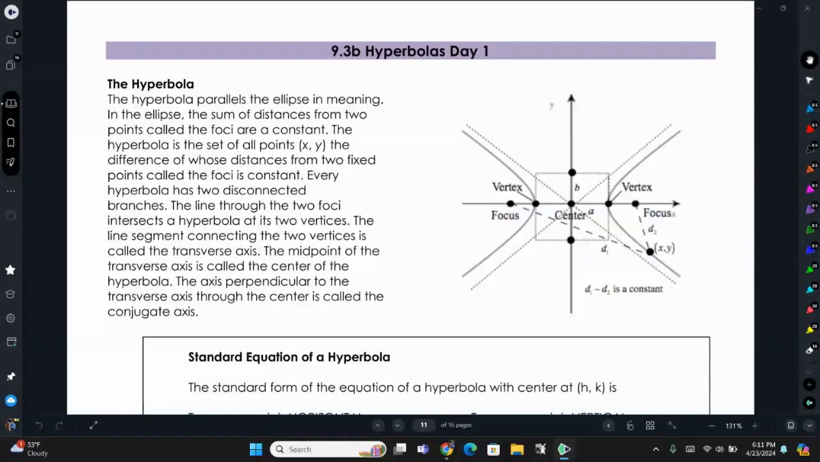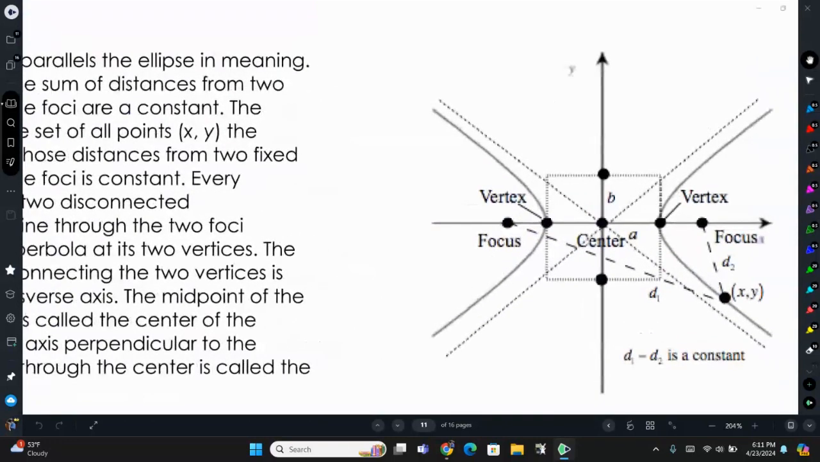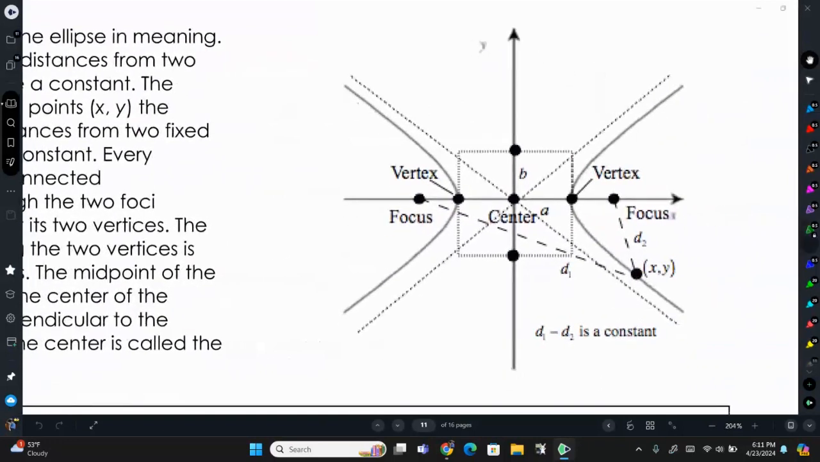Today we're going to talk about the last of our conic shapes, and that is the hyperbola. Now, the hyperbola has some similarities and differences to the other conics. You may think of it as two parabolas, here and here and here and here. And each of those parabolas has its own vertex and its own focus.